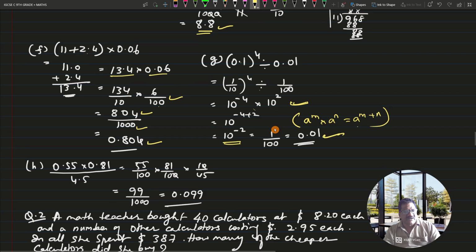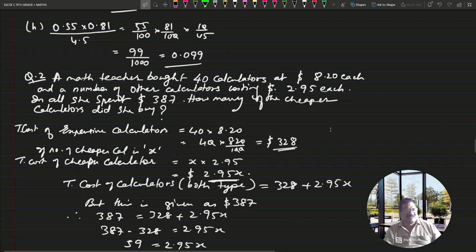Coming to the H part of the question, 0.55 into 0.81 upon 4.5. This you have to calculate, and you have to show the calculation, but without using a calculator. So 0.55 first I will convert into a fraction as 55 upon 100, multiplied by 0.81, which can be written as 81 upon 100. And can you see this division? I am converting this division into multiplication. And this 4.5 can be written as 45 upon 10.